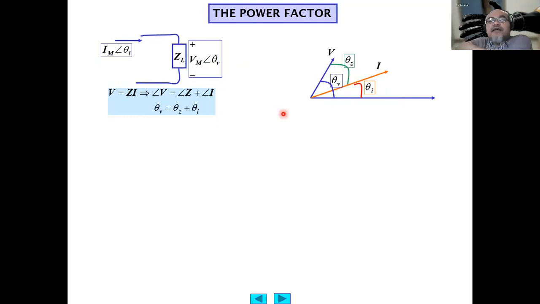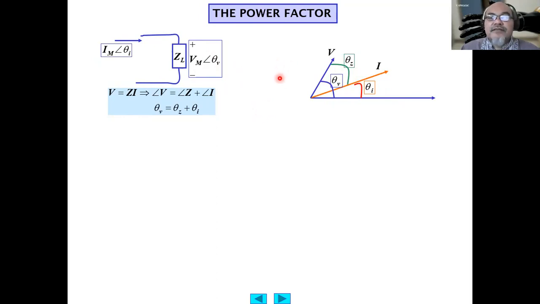Whether V leads current or V lags current depends on the phase angle of the impedance. Hence, it depends on whether the impedance is resistive, inductive, or capacitive. If it is purely resistive, then theta Z will be equal to 0. Therefore, theta V will be equal to theta I.